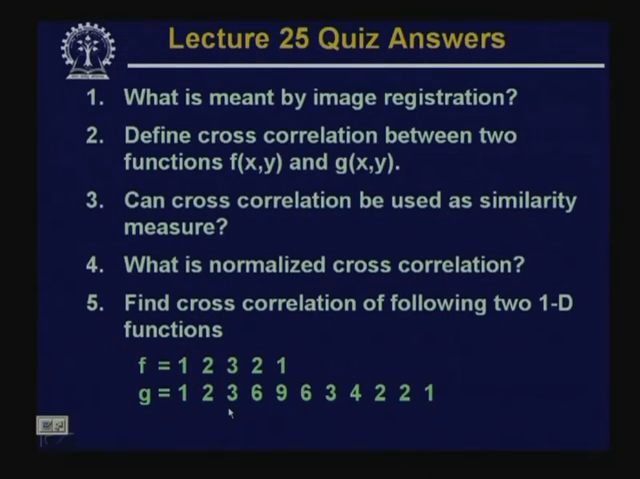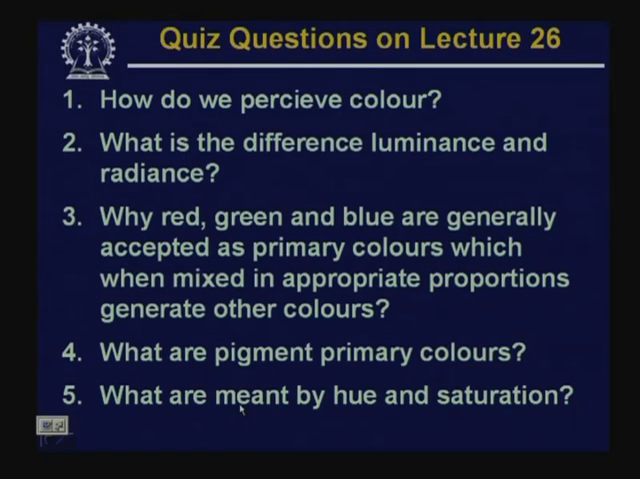Now, let us have some questions on today's lecture. So, the first question is, how do we perceive color? The second question, what is the difference between luminance and radiance? The third question is, why are red, green and blue generally accepted as primary colors, which when mixed in appropriate proportions generate other colors? The fourth question, what are pigment primary colors? The fifth, what is meant by hue and saturation?